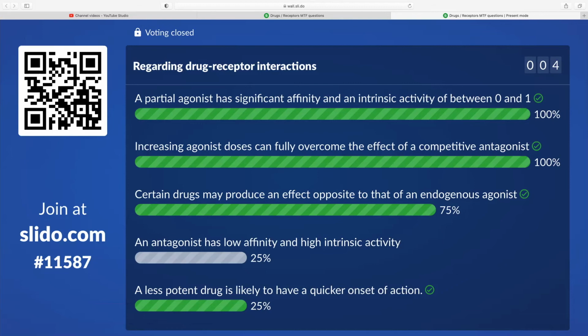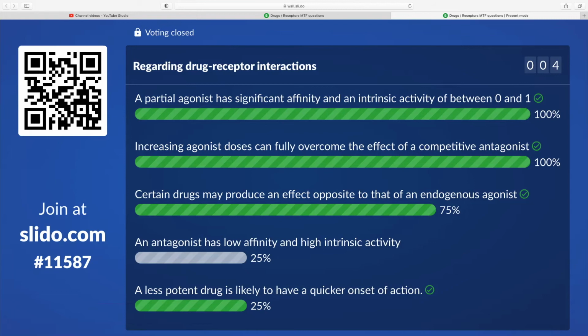Okay, I see. The classic example is atropine and acetylcholine at the muscarinic receptor, which have opposite effects. So it's not just that atropine is a blocker, atropine also has inverse agonist effects, and that's the one they tend to talk about with inverse agonism. An antagonist has low affinity and high intrinsic activity. False. It's got affinity, but it has no intrinsic activity. That is the definition of antagonist.